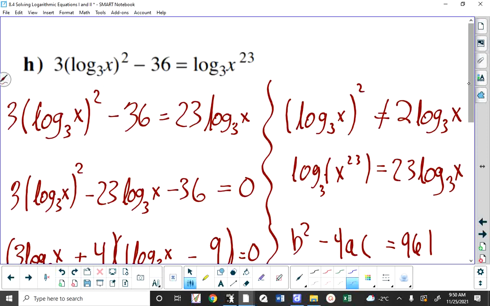Yeah. So we don't need to verify the roots? I don't think so, no. No, I don't think so.